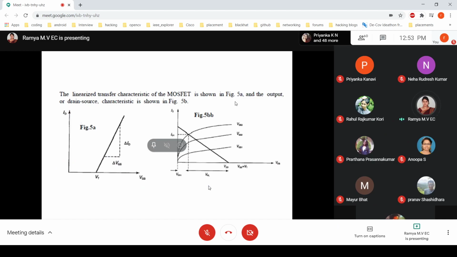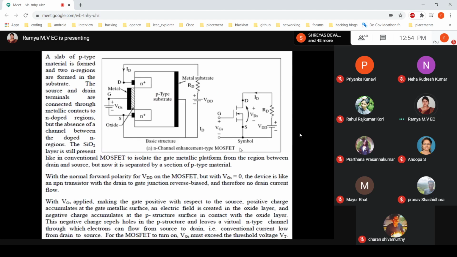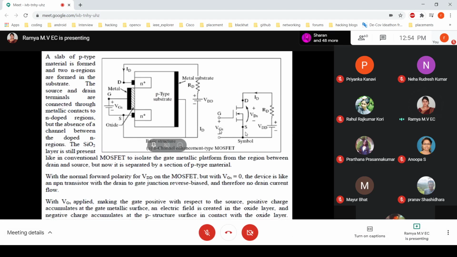So now the characteristic curves. We have the transfer characteristic and the drain characteristic. The first one is the transfer characteristics, and the drain characteristic is shown in figure B. For the drain characteristics, we keep VGS constant, vary VDS, and note down ID.